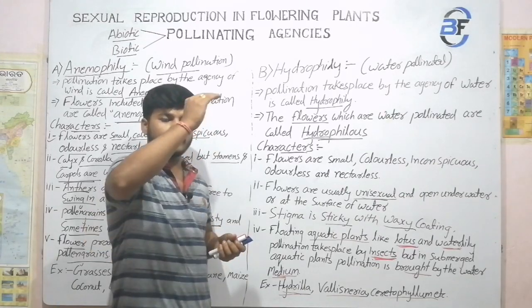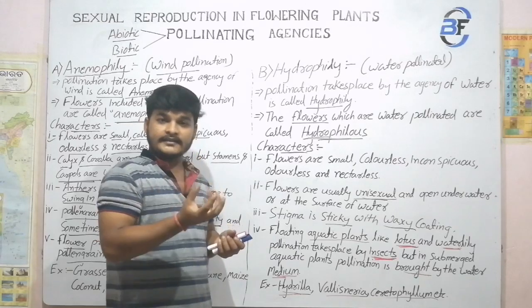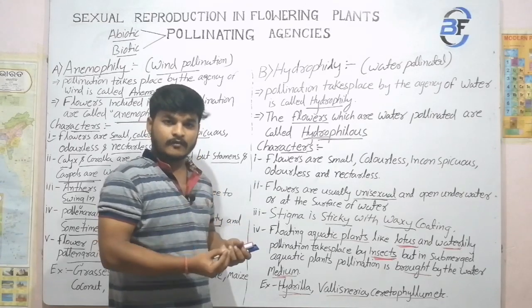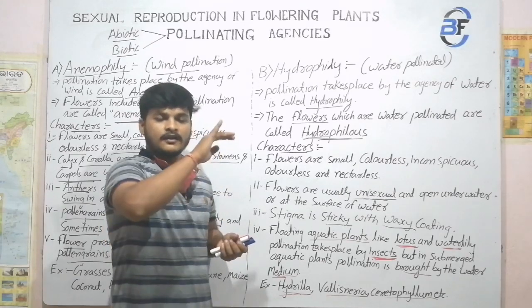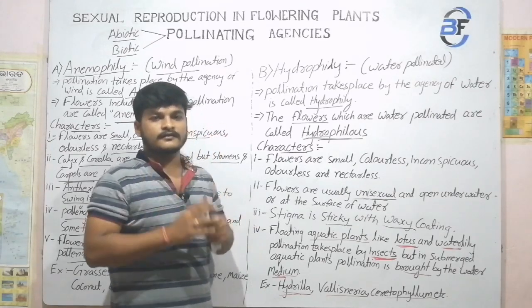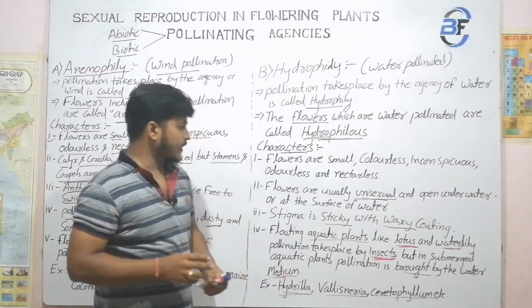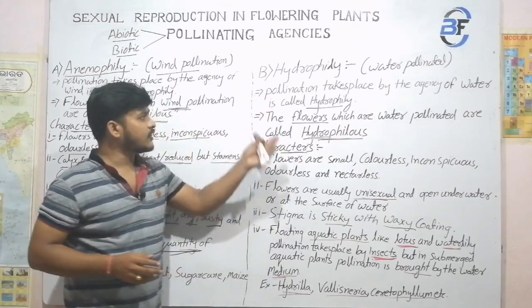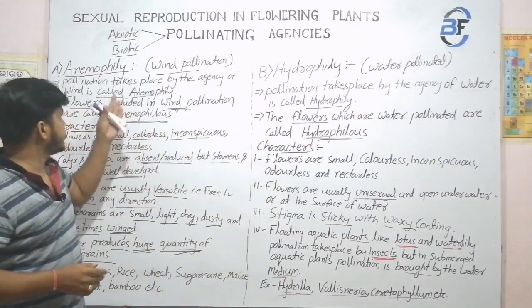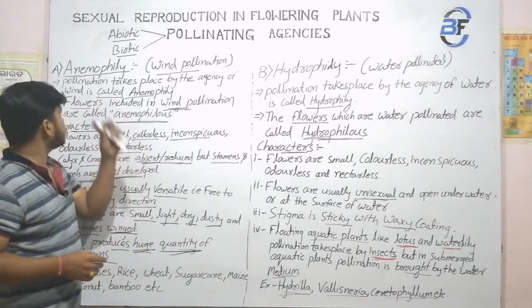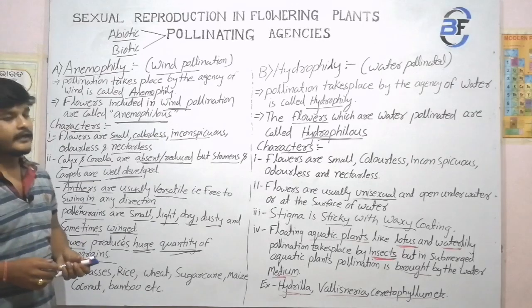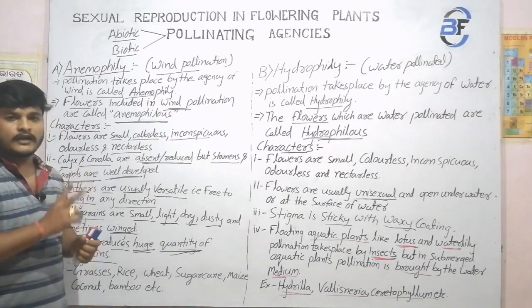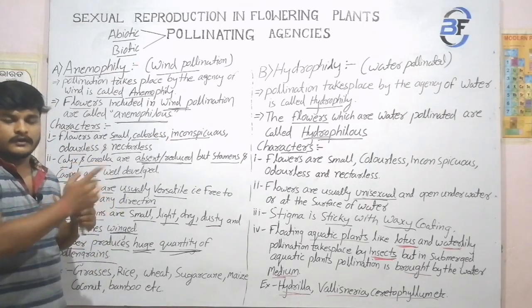The pollen grains float out, the dehiscence of the pollen grains takes place in the submerged water body, and then the pollen grains are uplifted to the surface of the water. Then pollination takes place in Vallisneria. So these are some of the important features of hydrophily, and the earlier ones are features of anemophily. This is all about abiotic pollinating agencies, which include two types: wind and water.